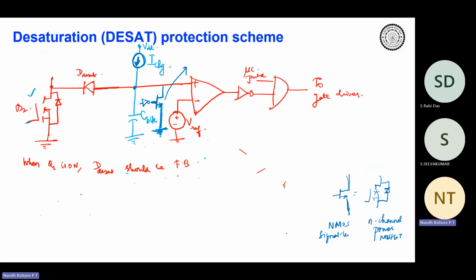Okay. So what did we do? First, we had a current source over here, right? I'm calling this I charge. Okay. And then what did we do?